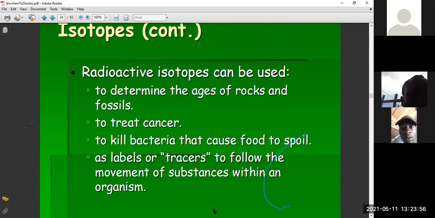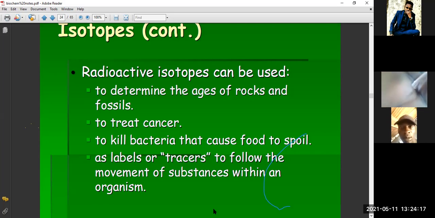Okay, another question. Yes. Excuse me, sir. I have a question. What are the examples of these radioactive isotopes? Examples of radioactive isotopes. We have carbon 12, carbon 14, carbon 13.